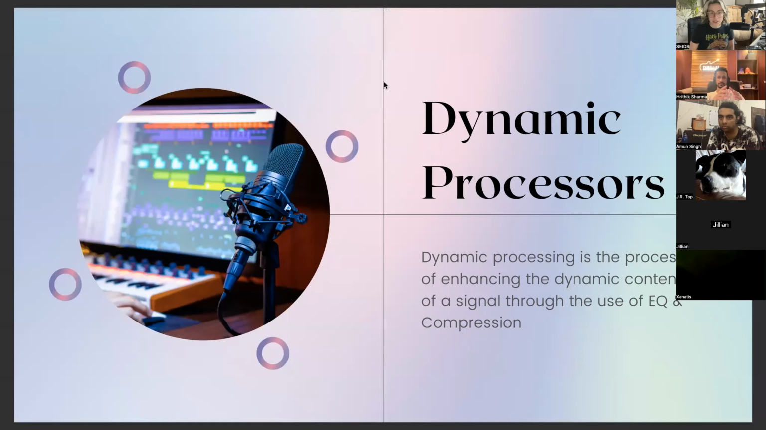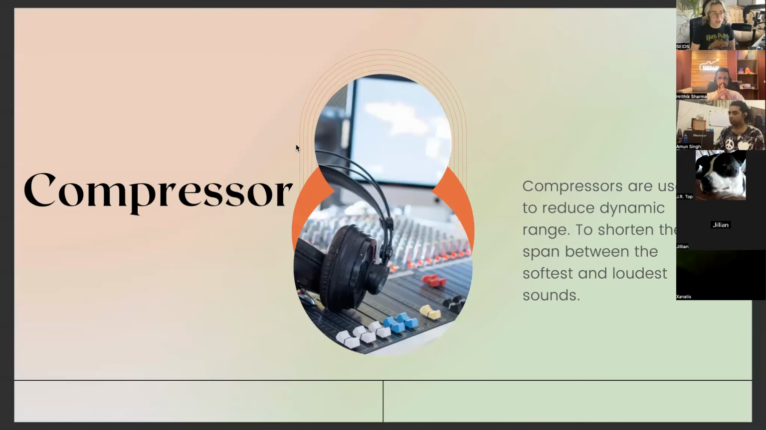Dynamic processing is the process of enhancing the dynamic content of a signal through the use of EQ and compression. Compressors are used to reduce dynamic range, to shorten the span between the loudest and the softest notes. This is not necessarily about volume, but about the wave lengths.